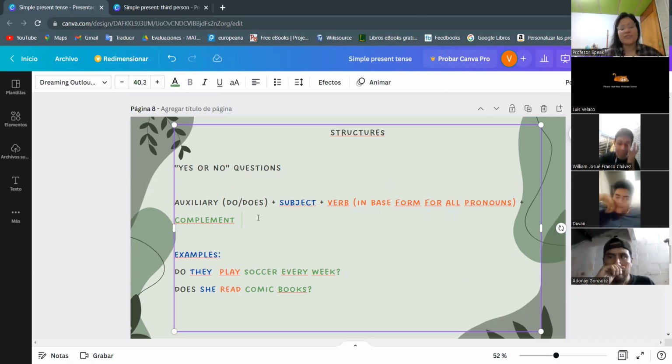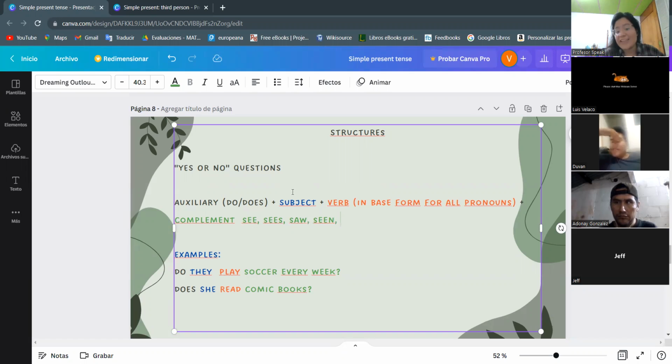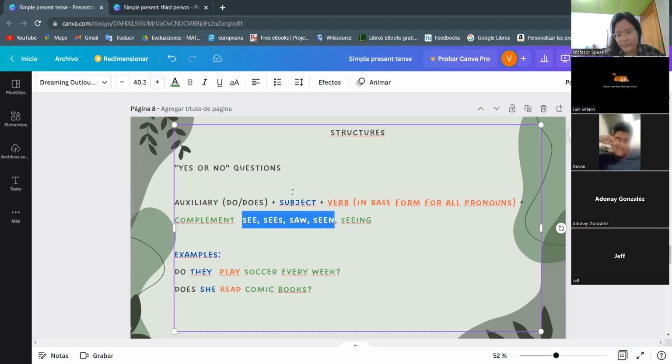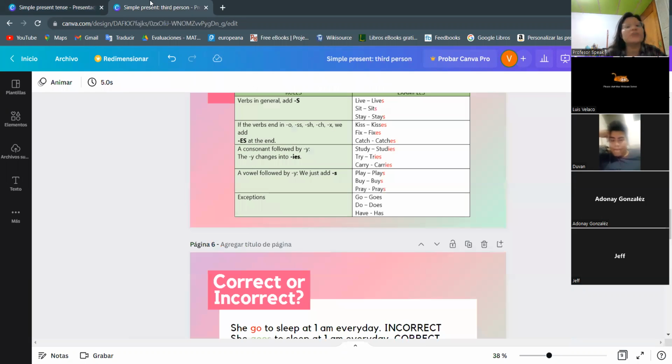Base form, correct. Or see, for example, this one is an irregular verb. See is the base form of the verb. These would be the third person. See. That's tricky. That's incorrect. Why? Because it's an irregular verb. We're going to learn that later, not right now. But yes, saw is the past. Seen is the past participle. And seeing is the present continuous. This is the verb being modified. This is the base form of the verb. Yes, I'm going to send you that list. It will be very helpful to you as it was for me.